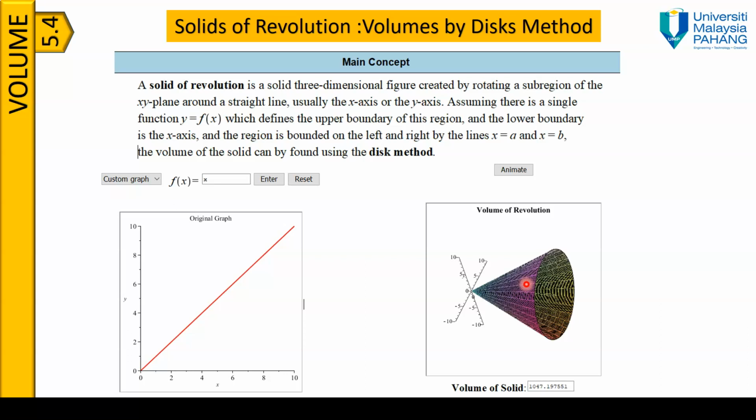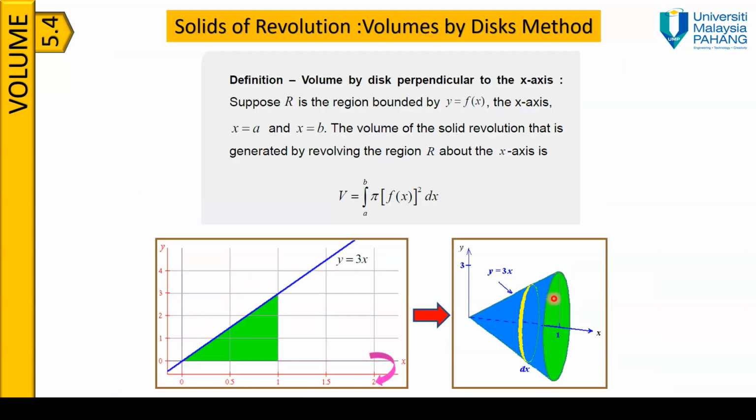Since we are calculating volume, we are actually talking about the radius. So the given f(x) represents the radius in the formula when we calculate the volume of revolution. So we will have two formulas.